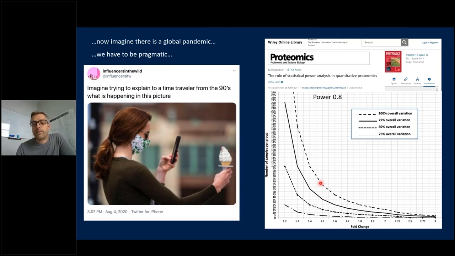This is relatively straightforward and still doable with low throughput if we have just a simple comparison, disease versus control. That would still be feasible with low throughput platforms. But the moment we add covariates like age and sex, we suddenly have to multiply the N number by the number of groups that we are looking at, and then we are suddenly looking at hundreds or even thousands of samples.